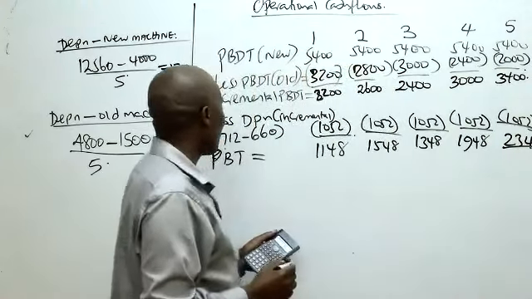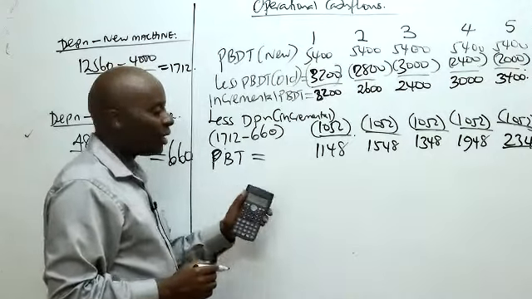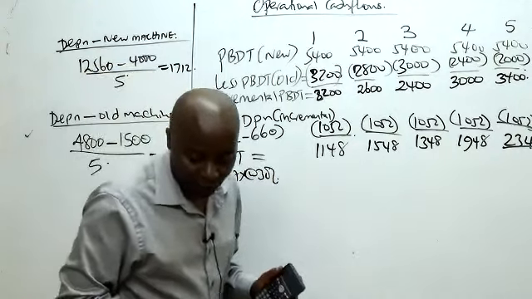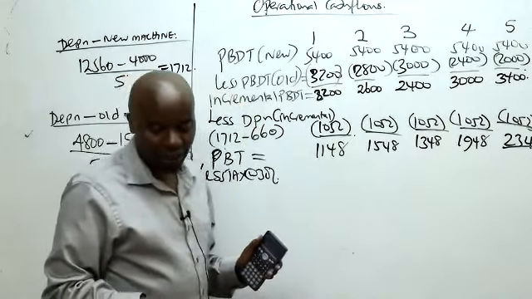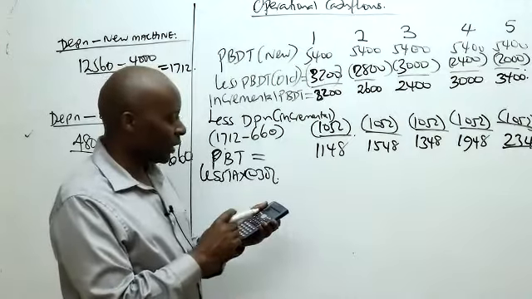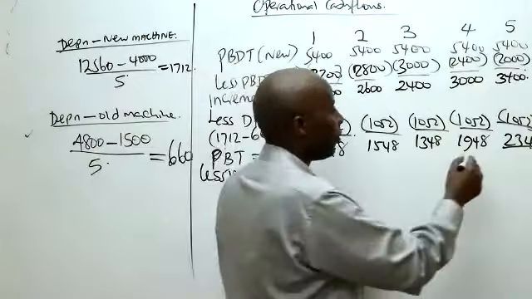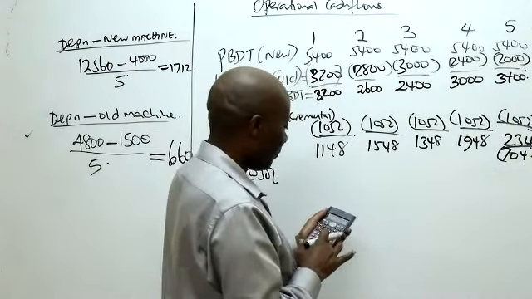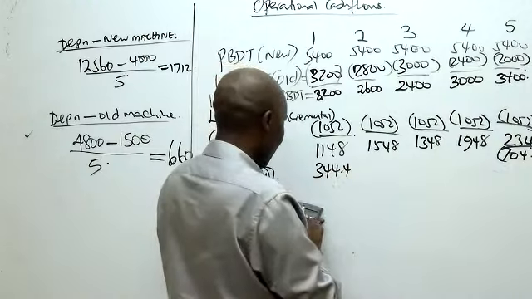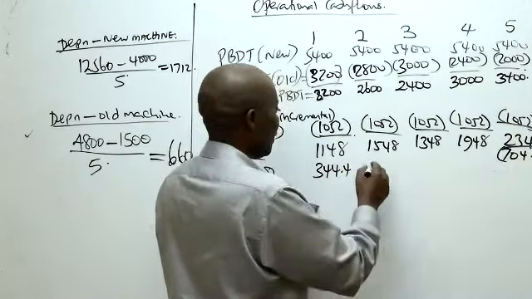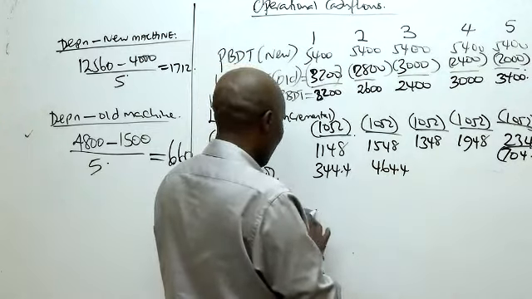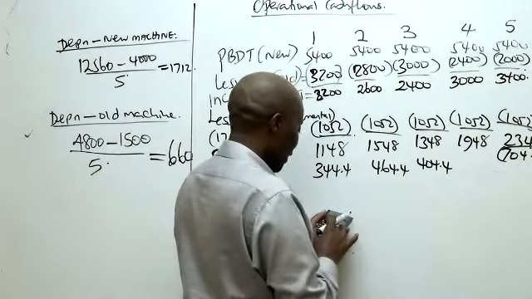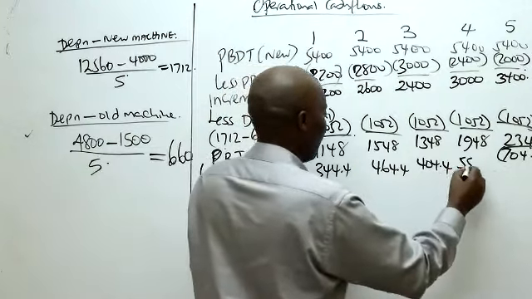Once you have your figures, these are profits before tax. Go ahead and share these with the taxman. So less tax at 30%. The 30% rate was given in the last paragraph before required. So we have times 0.3. For the last one, 2348 times 0.3 gives 704.4. Then we have 1148 times 0.3, which gives us 344.4, 1548 times 0.3, which gives me 464.4, 1348 times 0.3, which gives me 404.4, and then we have 1948 times 0.3, which gives 584.4.